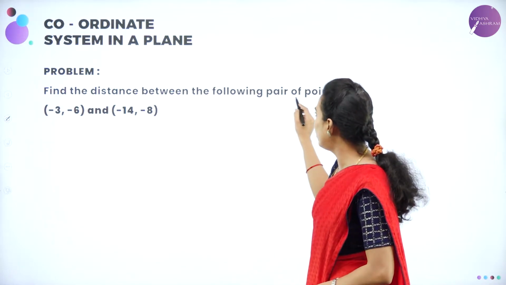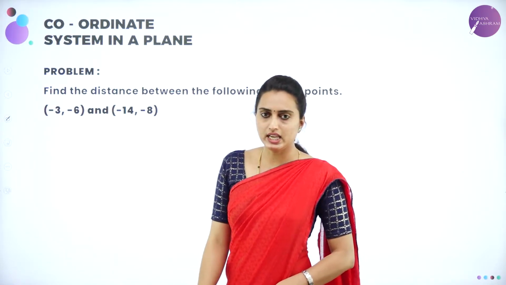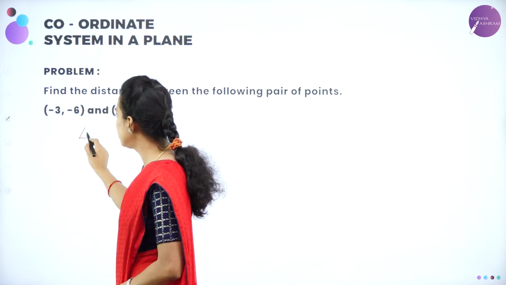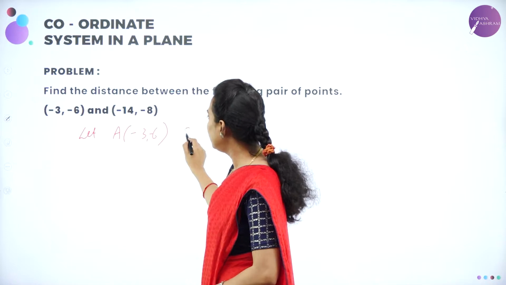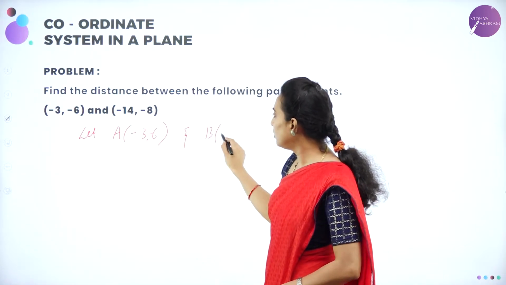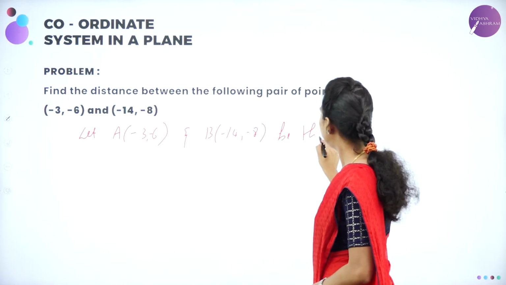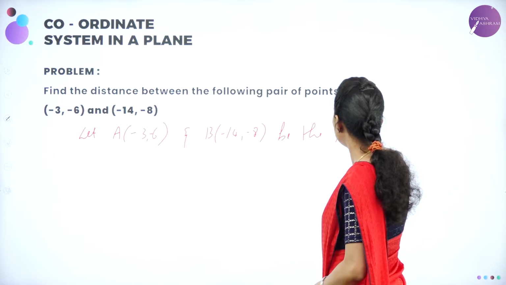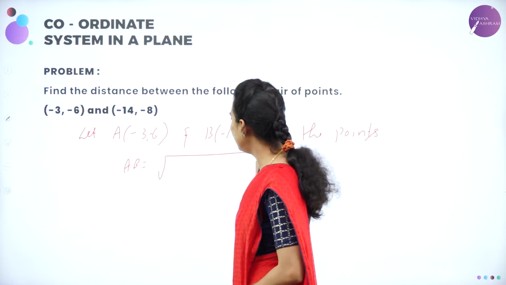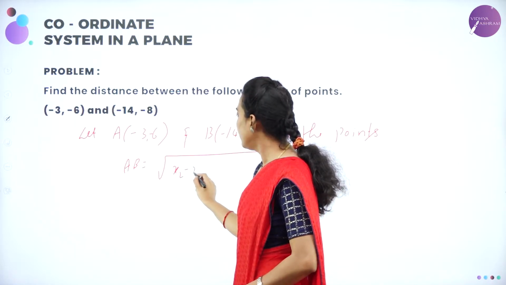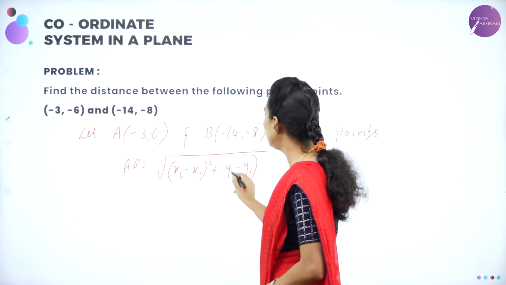Find the distance between the following pair of points: minus 3, minus 6 and minus 14, minus 8. So here I am going to take A of minus 3, minus 6 and B of minus 14, minus 8 as the points. So what happens here? You can write the formula: AB will be equal to the square root of (x2 minus x1) whole squared plus (y2 minus y1) whole squared.